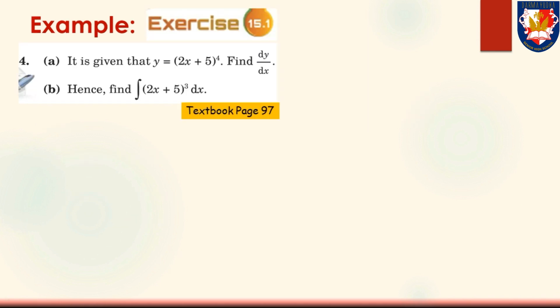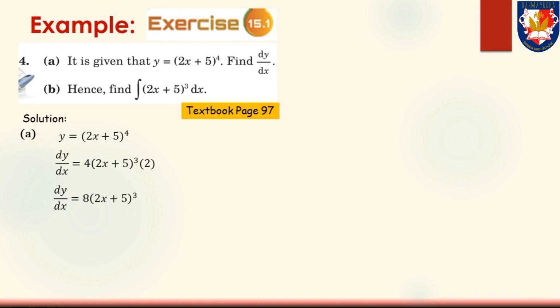This is the other example. It is given that y equals (2x plus 5) to the power of 4. Find dy/dx. Hence, find the integral of (2x plus 5) cubed dx. Part A: y equals (2x plus 5) to the power of 4. So using the chain rule, dy/dx equals 4 times (2x plus 5) cubed times 2. Simplifying this gives dy/dx equals 8 times (2x plus 5) cubed.